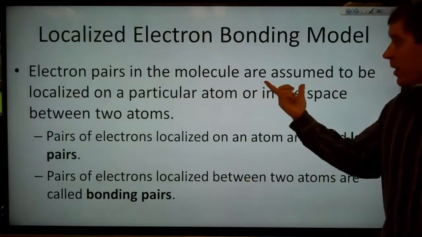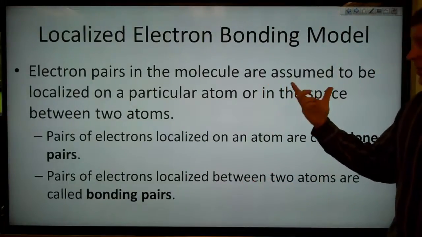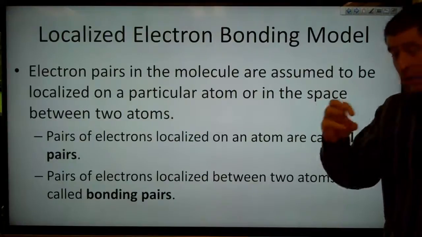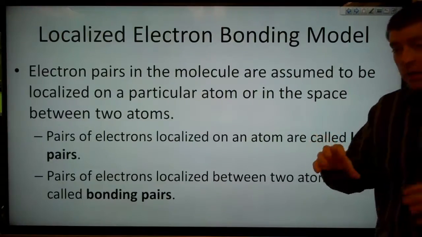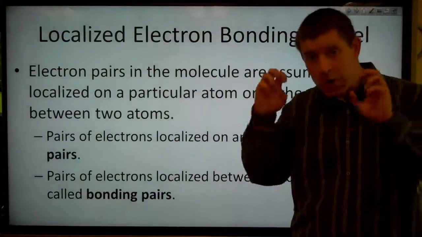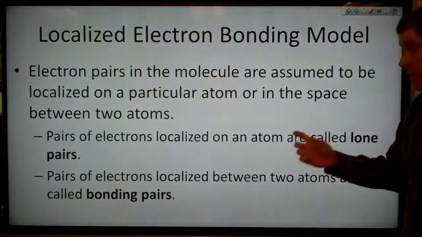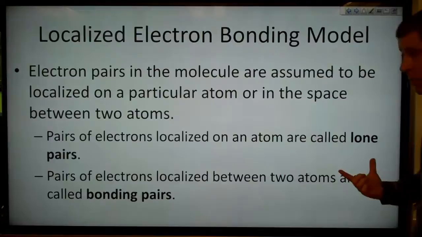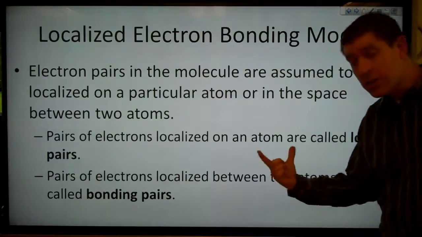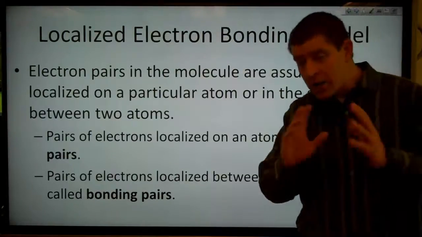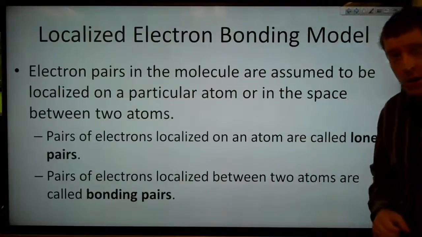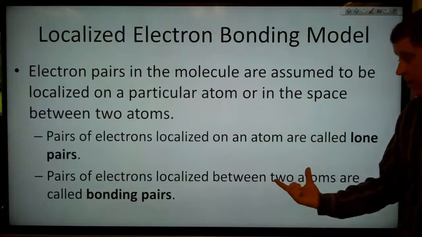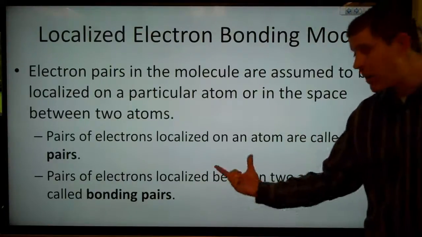So electron pairs in the molecule are assumed to be localized on a particular atom or in the space between two atoms. They're not being shared between three atoms. It's only two atoms involved in the bond. So pairs of electrons localized on an atom are called lone pairs. So this is on just a single atom. So if an atom is not sharing the electrons at all, they're called lone pairs. Pairs of electrons that are localized between two atoms are called bonding pairs.